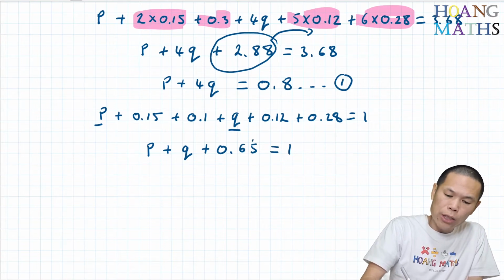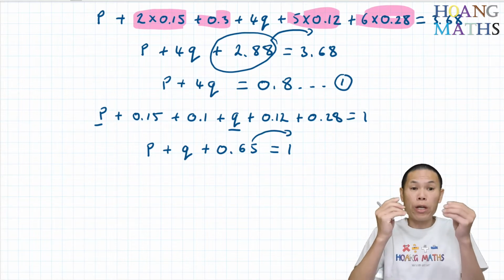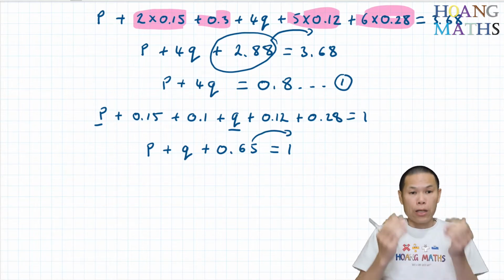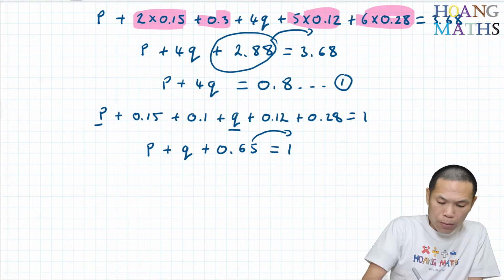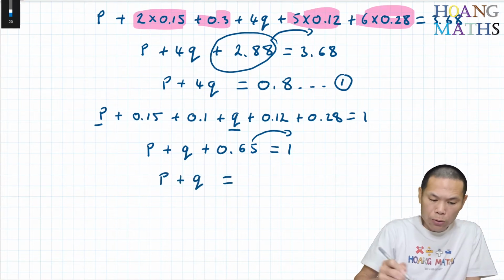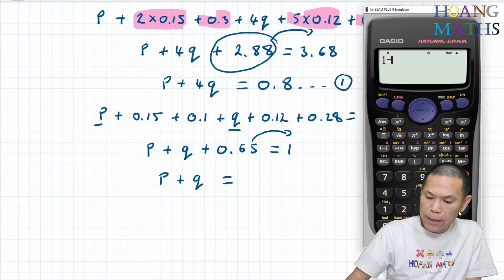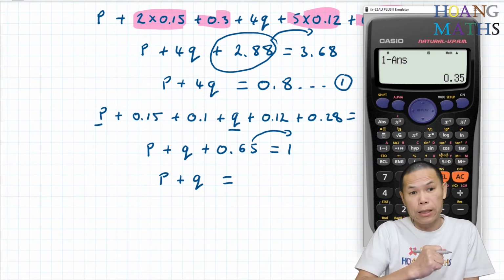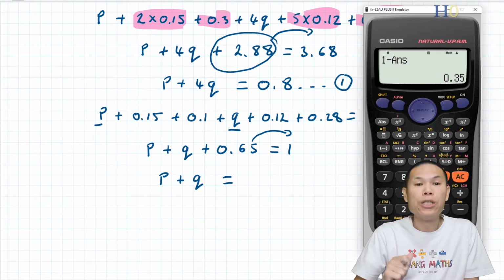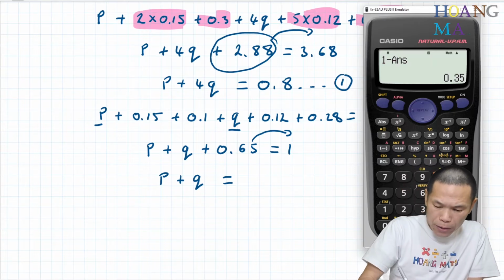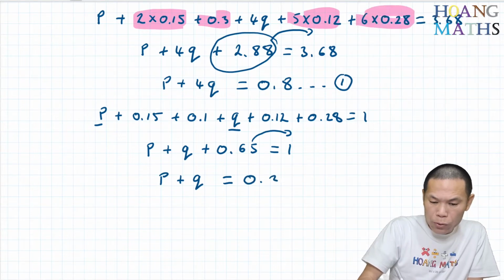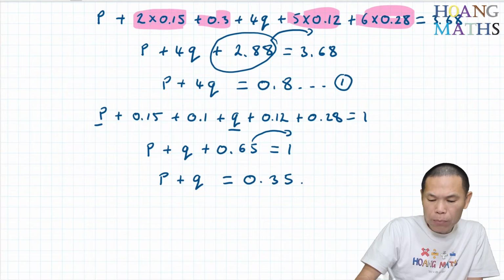So what I do now, I just move this on that side. So that will give me 1 minus 0.65. P plus Q is equal to 1 minus 0.65. That will give me 0.35. So let's name this equation number 2.